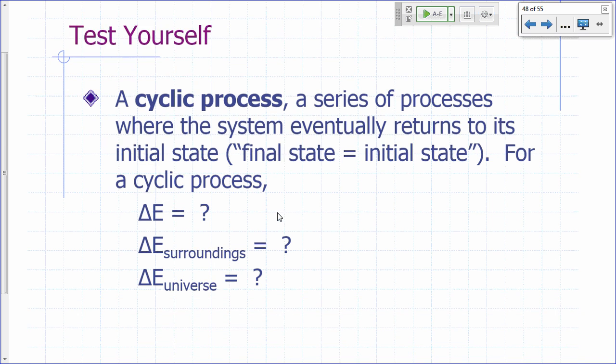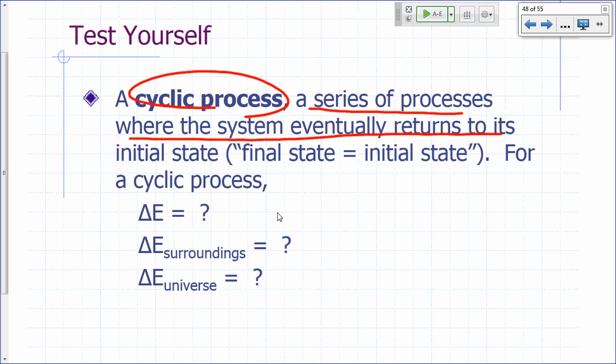How about this one? A cyclic process. We say a system undergoes a cyclic process if it goes through a series of processes where it eventually returns to its initial state. So the final state is the same as the initial state. So you can take a system through a series of changes and eventually you get to a final state where it was just like it was originally. What would be our delta E? 0, right? Because E final would be the same as E initial.